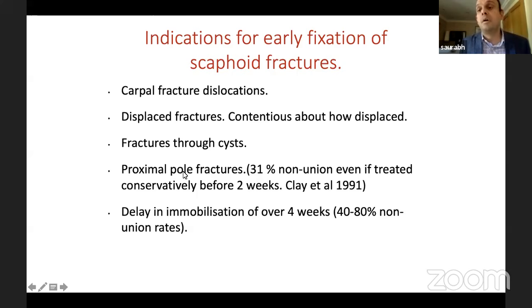Proximal pole. All proximal poles need to be operated upon. There's a 30% non-union chance, 1 in 3 patients. If you treat it with a plaster, it won't heal up. 30% is very high, so all of them need surgery.